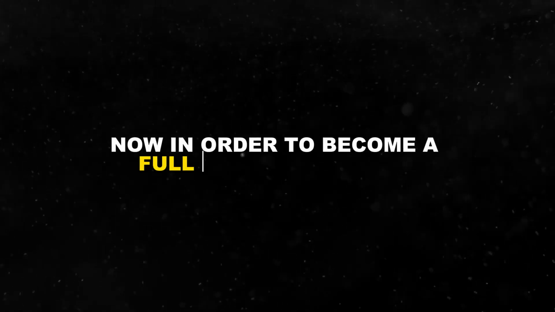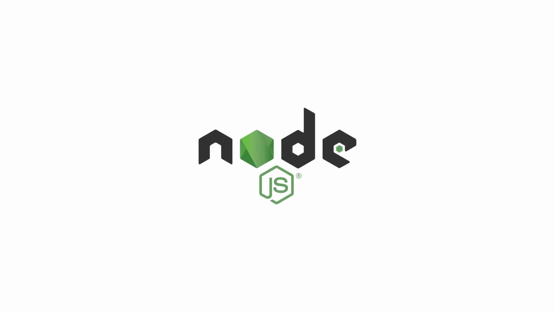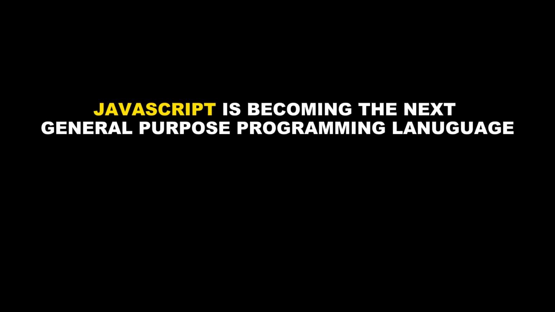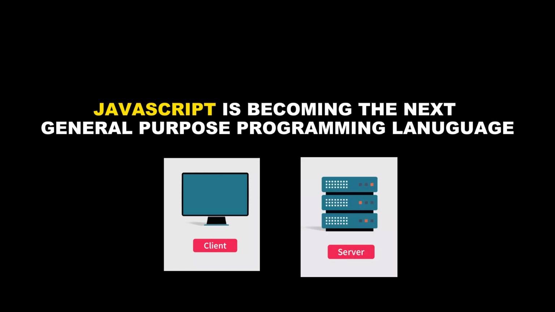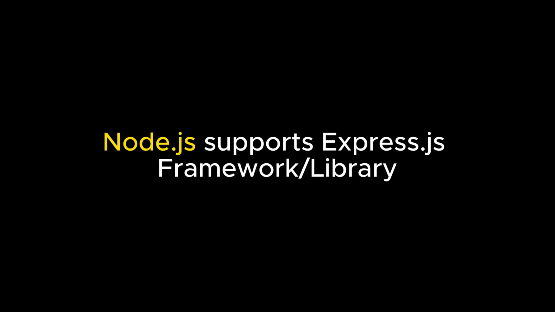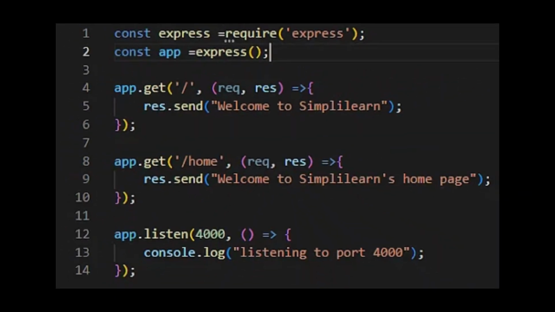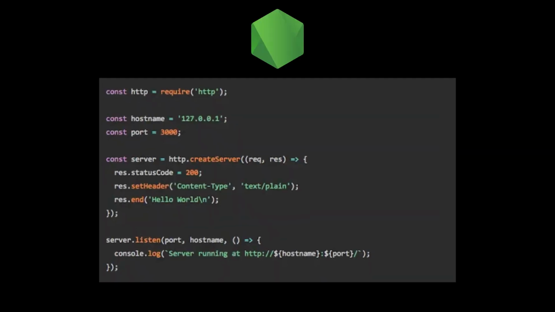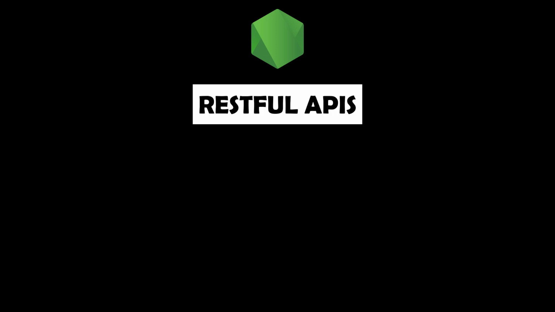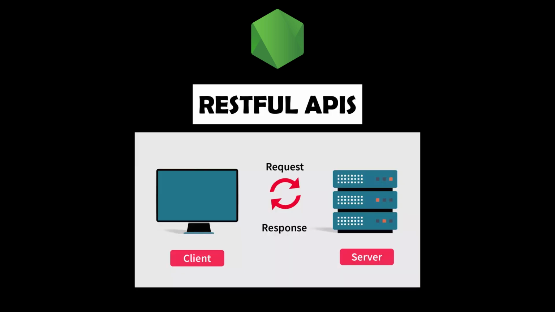Now in order to become a full-stack developer, you also need to learn a backend language, and for this I recommend learning Node.js. Node.js uses the same JavaScript that you have already learned for front-end development with just some additional server-side concepts, which means nowadays JavaScript is becoming a general-purpose programming language which can be used in both client-side and server-side development. Now Node.js supports the Express library, which makes writing Node.js extremely easy. So just learn how to create a server in Node.js, how to create RESTful APIs by connecting your front-end React application with the Node.js server.